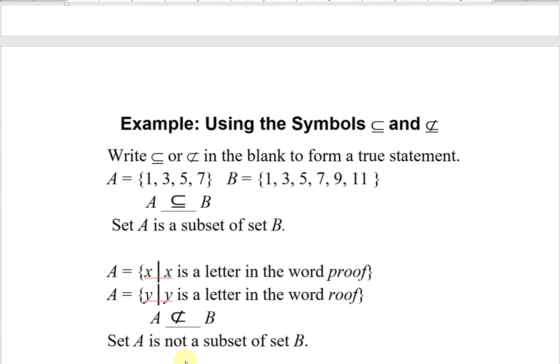Okay, example. We have set A: 1, 3, 5, 7. Set B contains 1, 3, 5, 7, 9, 11. Set A is a subset of set B because all the numbers 1, 3, 5, 7 are inside the set B. So all the elements of A are inside B.